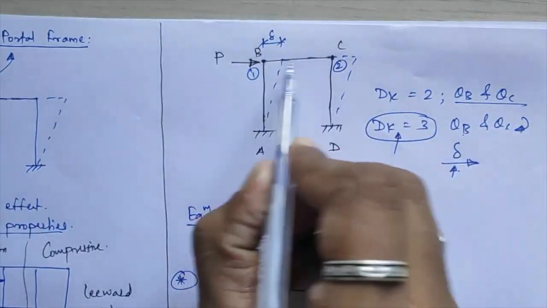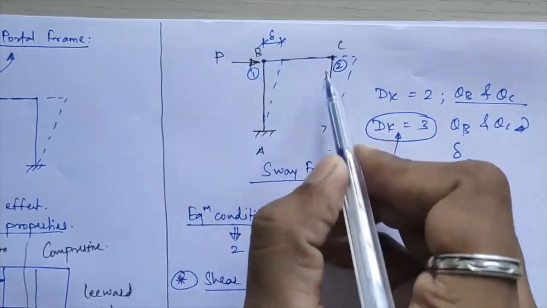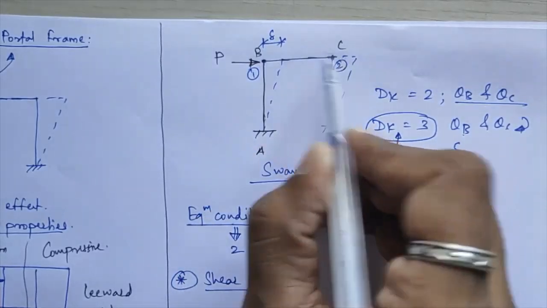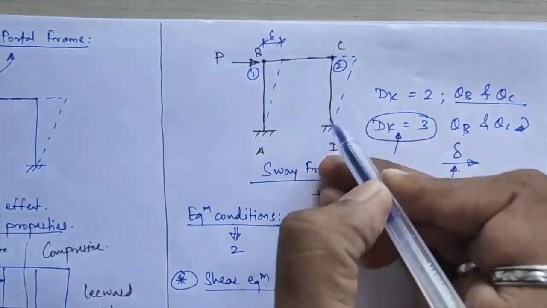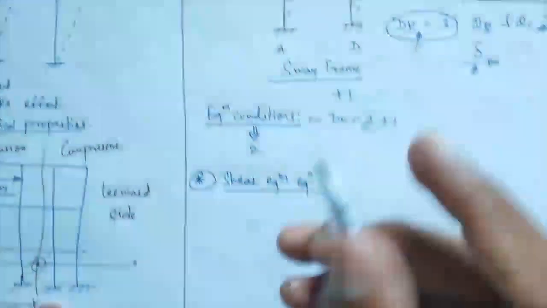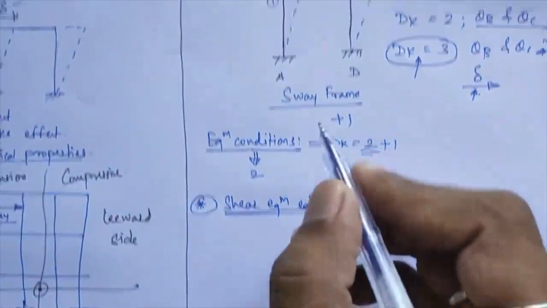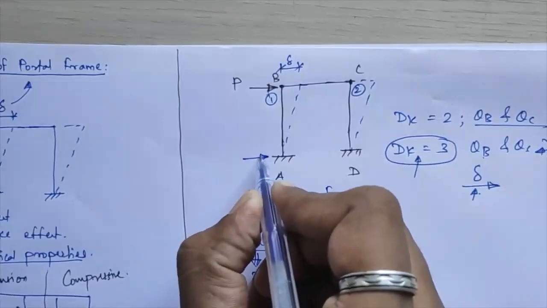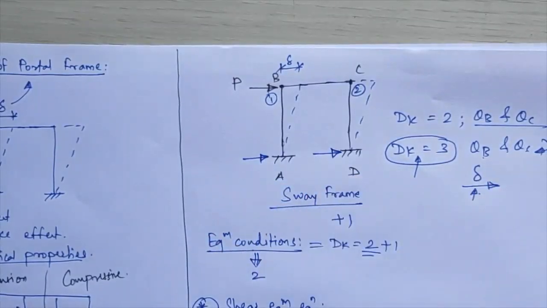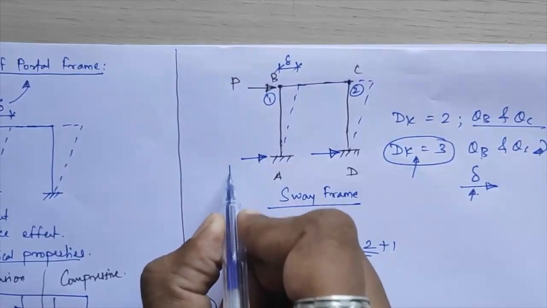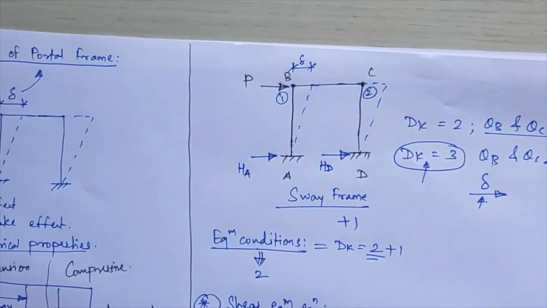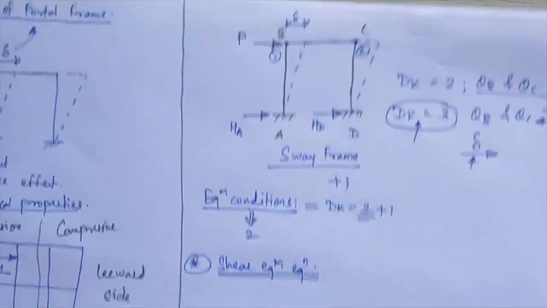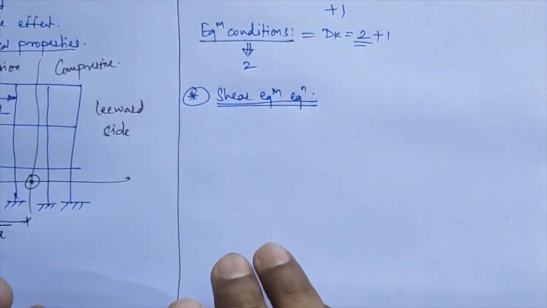Your sway coefficient normally affects the columns. Your beam member is not affected due to the sway. So normally you have to consider the equilibrium condition of only the columns under this equation, considering the horizontal thrust acting at the support conditions. Suppose the horizontal thrust is HA at your point A and the horizontal thrust is HD at your point D. Now we will see how the shear equilibrium is established.